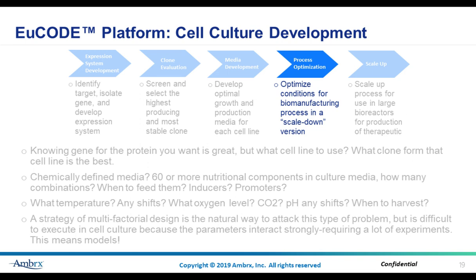To optimize the conditions for the biomanufacturing process, work is normally done in a scaled-down version, like bench scale, but some companies even use Ambr 15 for early stage process development, and then directly scale up to 2,000 liters.